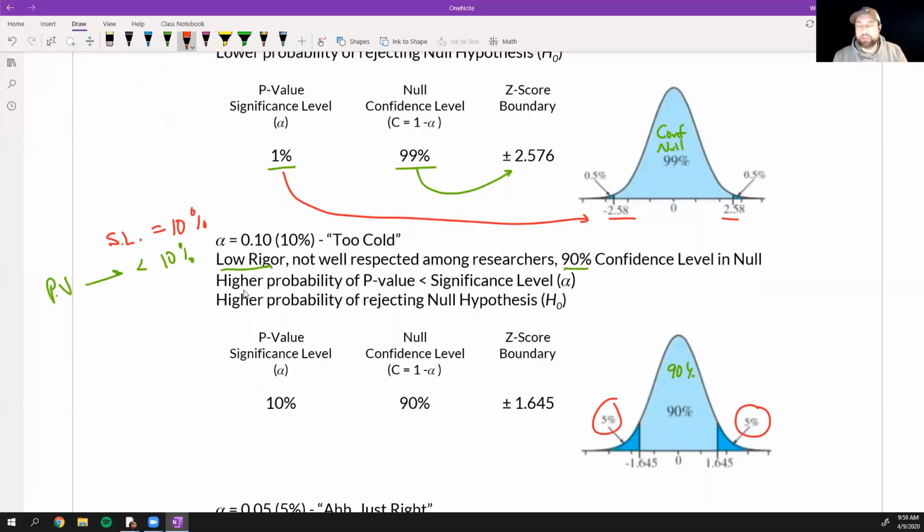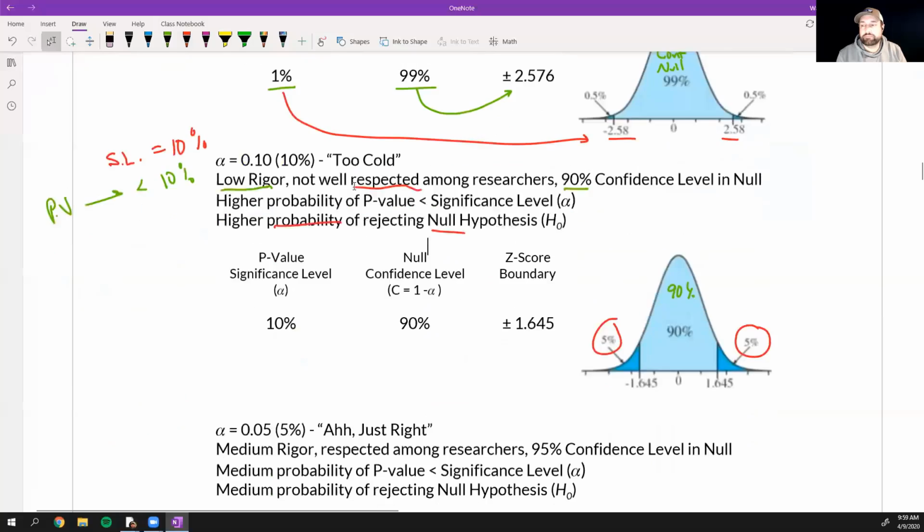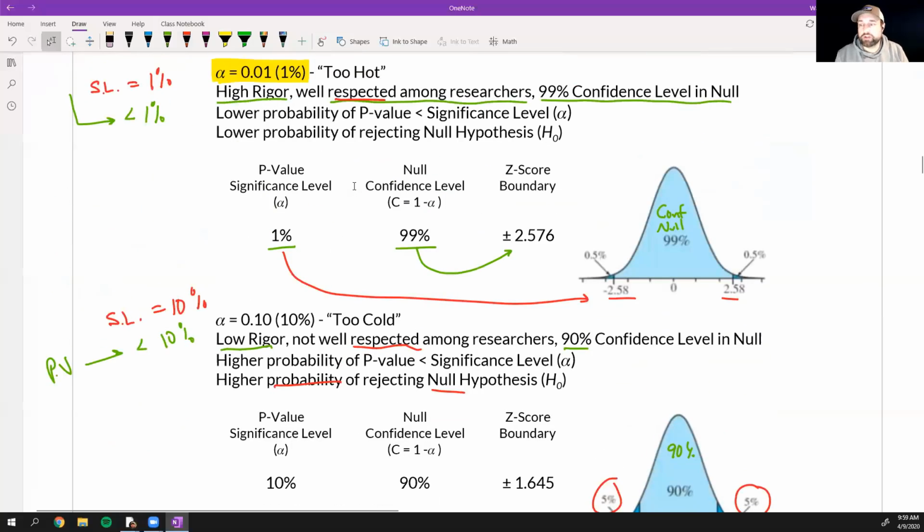This is easy to do. So it's not well respected among researchers. If you collect your data and you said, yeah, we came in under 10%, they're going to say, well, who couldn't come in under 10%, right? Like, that's so easy. And so there's a very high probability that you're going to reject the null hypothesis, but then it was easy to do. Like, the data was easy to do. So that's too hot. 1%'s too hot, too rigorous.